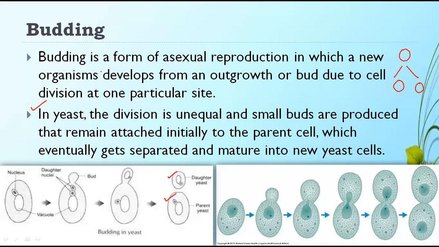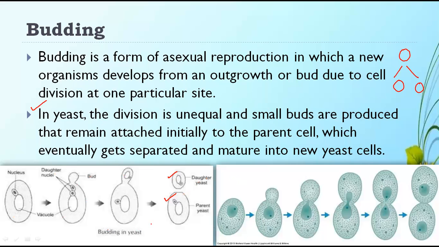So what is budding? Budding is a form of asexual reproduction in which new organisms develop from an outgrowth or a bud due to cell division at one particular site. In yeast, the division is unequal, and small buds are produced that remain attached initially to the parent cell, which eventually gets separated and matures into a new yeast cell. So this is about the budding in the yeast.